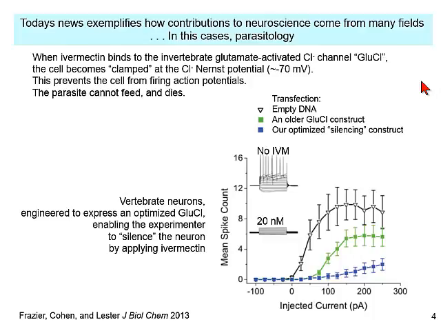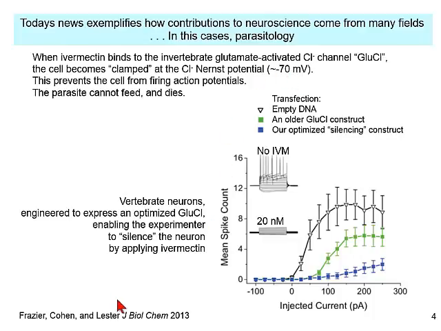So when ivermectin binds to the invertebrate glutamate-gated chloride channel called GluCL, this forces the cell, clamps the cell, if you would like, to go to the Nernst potential for chloride. So the dominant ion, whose permeability is in the plasma membrane, becomes chloride. And this is around minus 70 millivolts. And as we will learn in today's lecture and mostly in the next lecture, this prevents the cell from firing action potentials. And so the parasite, the invertebrate, cannot feed and it dies.